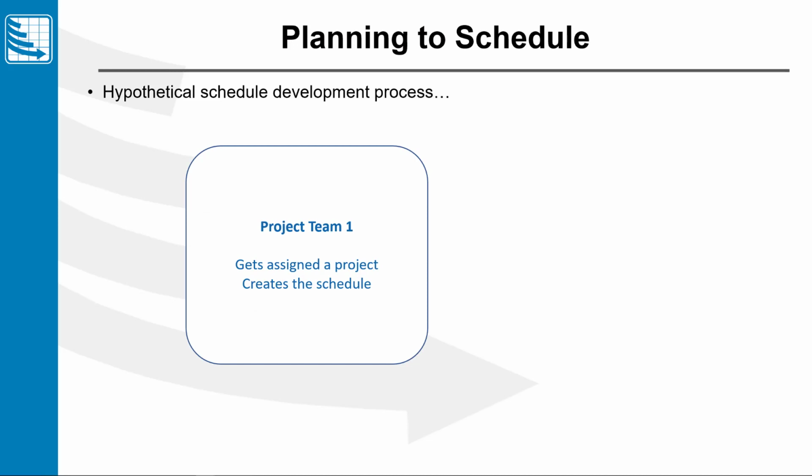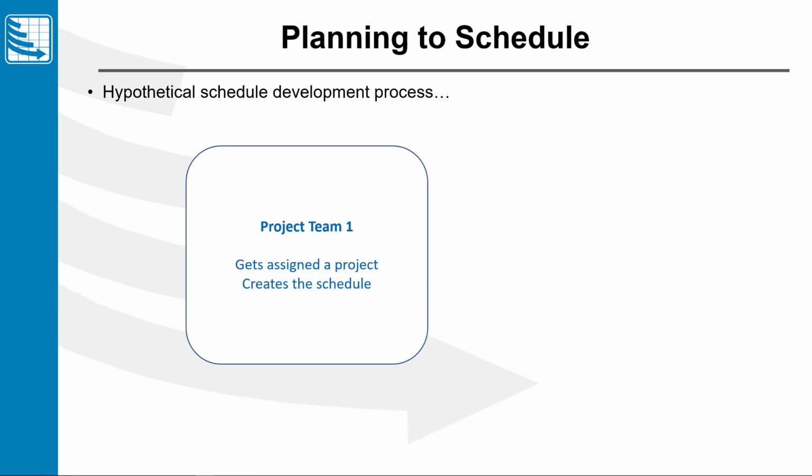So Team 1 gets assigned the project, they come to a meeting room, and they open up Microsoft Project and they start to create the schedule. The engineer says, hey, this is what I'm doing. The logistician says, hey, this is what I've got going on, and the scheduler puts this schedule together. They leave the room, they start executing.